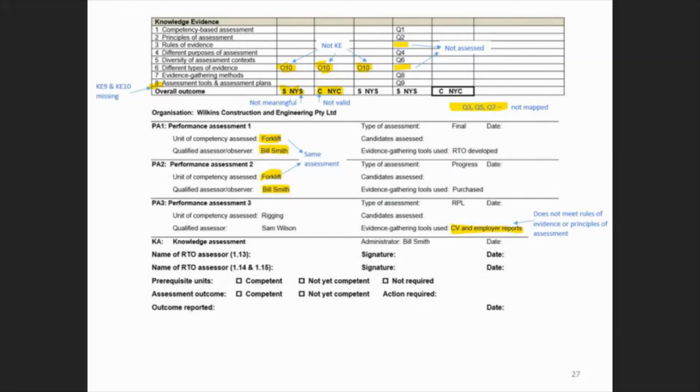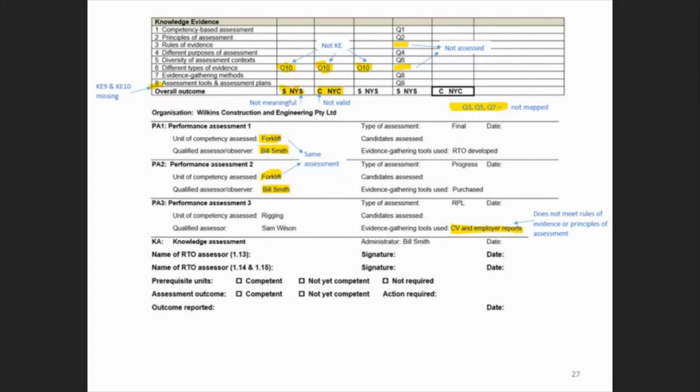So you would need a question, no doubt question seven, in which you would look specifically at different kinds of evidence. And then of course, when you get down to the overall outcome, we're going to come to this later on, but you're not going to be making a judgment of competence at that point, because each of these bits of evidence don't add up on their own to competency. Competency can only be judged when all the evidence is in, but that's a topic for next time. Finally, on this page, you can see that what we've got is the same assessment twice. That is, forklift assessed by Bill Smith, twice, and that's not adequate because it said it needs to be different kinds of environments.